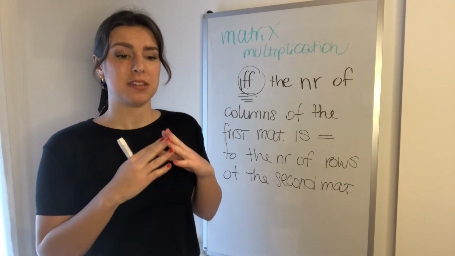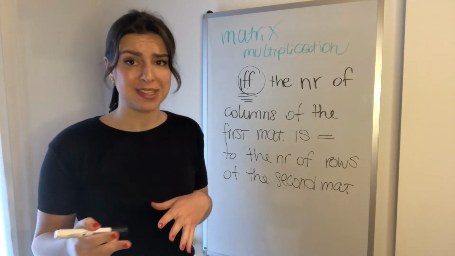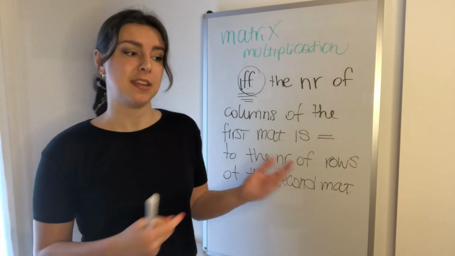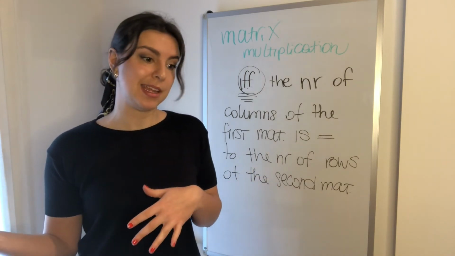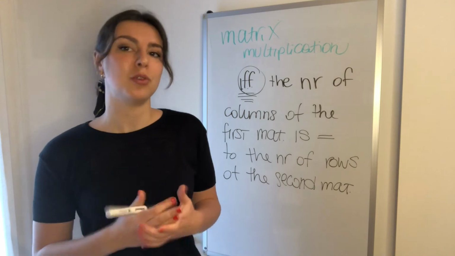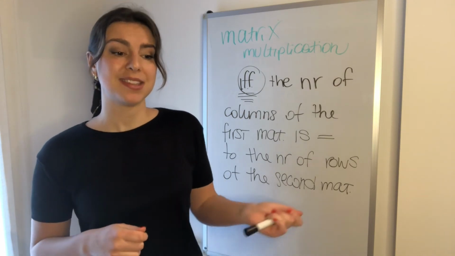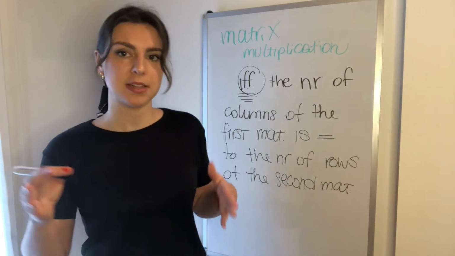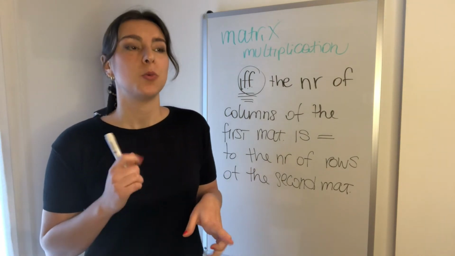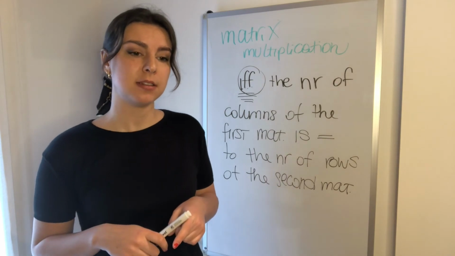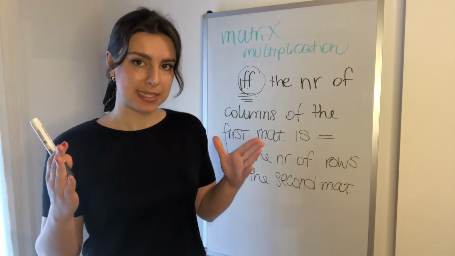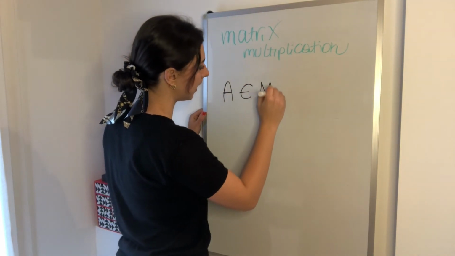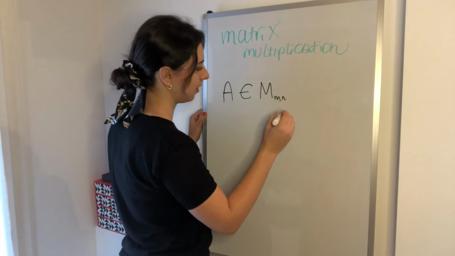And in this case, it's gonna be very useful that we've already seen how to define the dimension of a matrix, if it's a matrix 3 by 2 or 4 by 4 or anything, because that's how we're gonna see if we are able to multiply the matrices, and we're also gonna see the final dimension of the solution. Let's see how. A belongs to M, m by n.